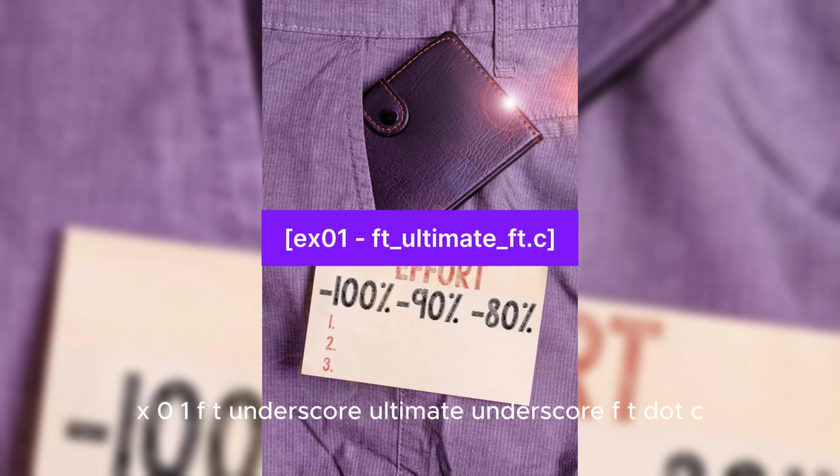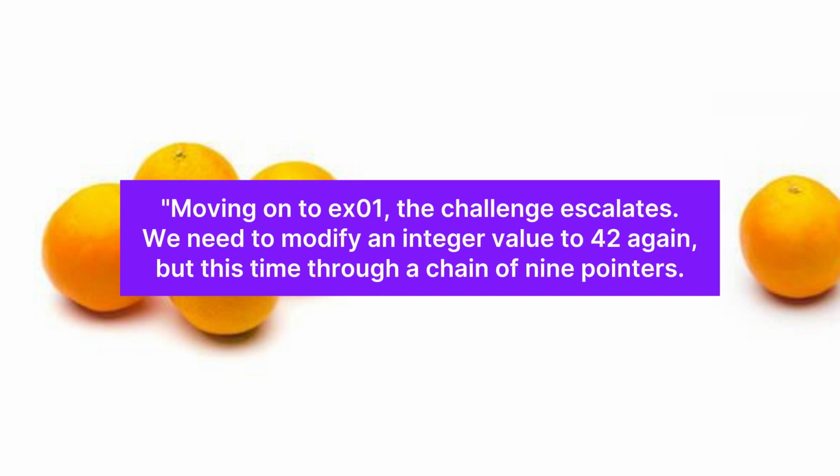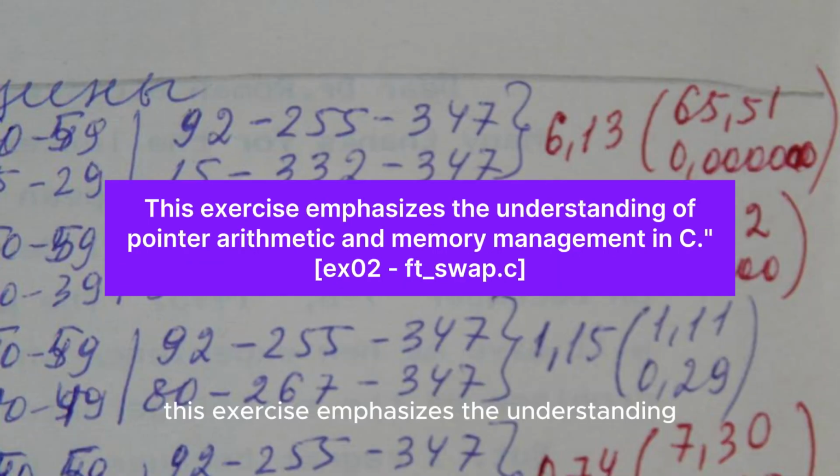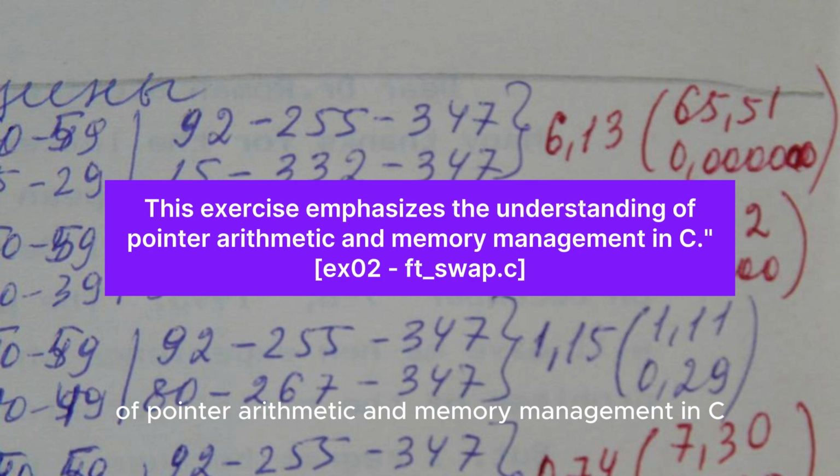X01. ft_ultimate_ft.c. Moving on to X01, the challenge escalates. We need to modify an integer value to 42 again, but this time through a chain of 9 pointers. The function ft_ultimate_ft showcases the use of multiple levels of pointers. By dereferencing these pointers 9 times, we reach the original integer and set it to 42. This exercise emphasizes the understanding of pointer arithmetic and memory management in C.